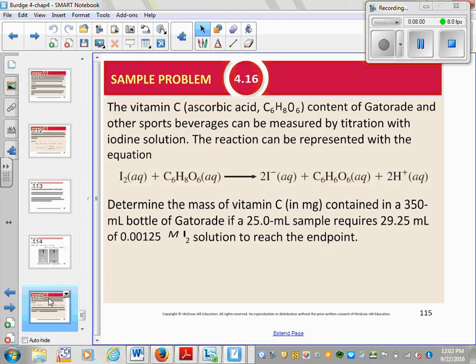So we know the molarity of the iodine solution is 0.00125. And how much of it do we need? 29.25 mL. Molarity. And we had, what was it? 25 mL of the Gatorade. So 25 mL of this.